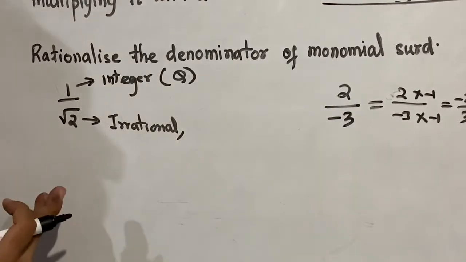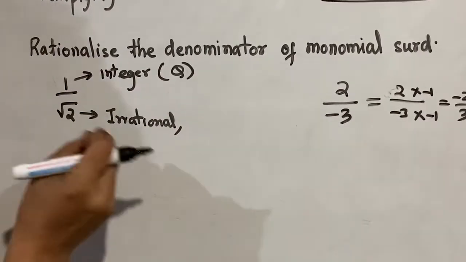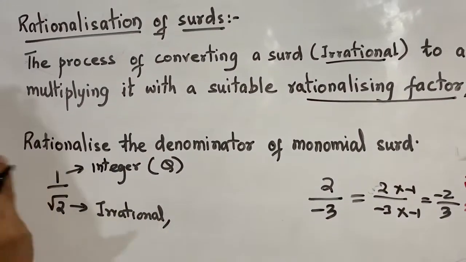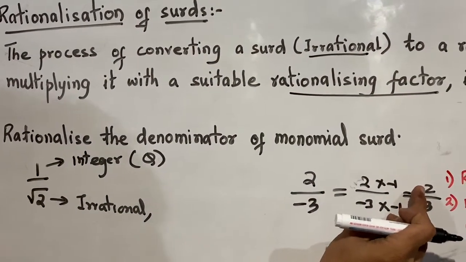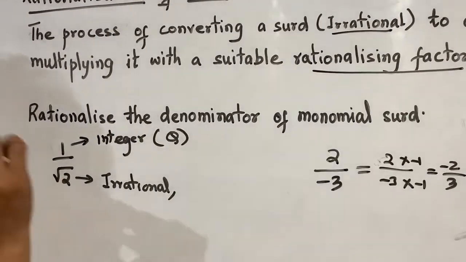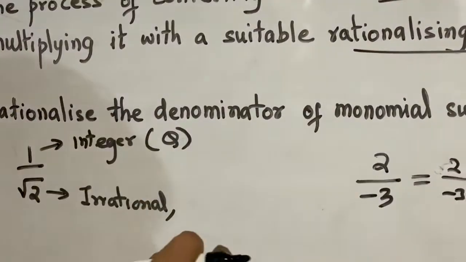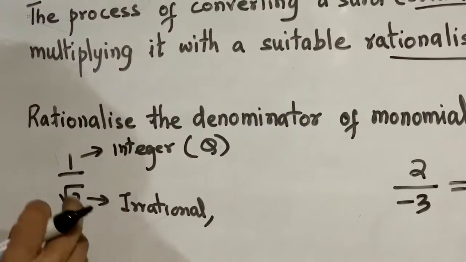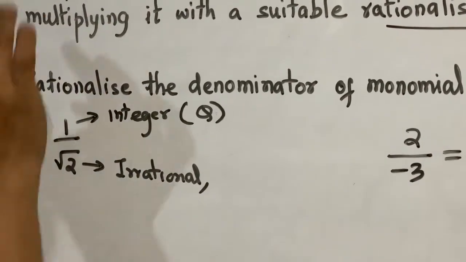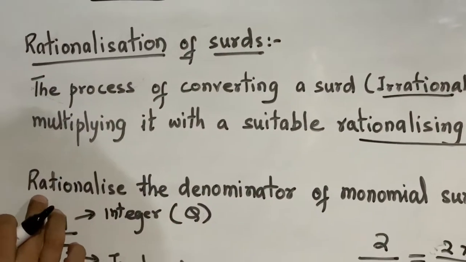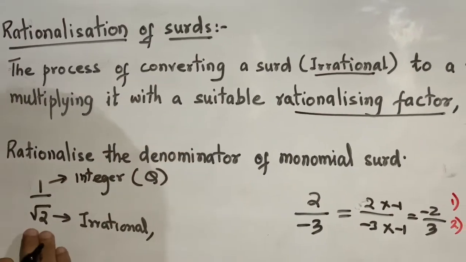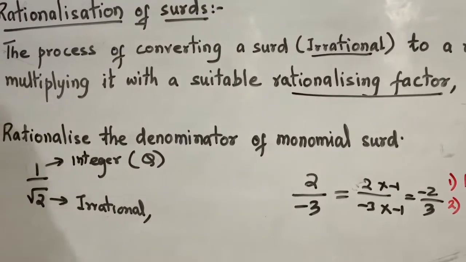In standard form the numerator can be negative, but the denominator should not be negative, and it should not be an irrational number. In the simplest form, the denominator must be a rational number. So this is what rationalization of surds is: converting the denominator to a rational number.